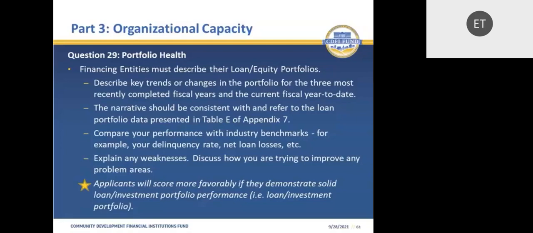Compare your performance with industry benchmarks, for example, your delinquency rate, net loan losses, and the like. Tell us about any weaknesses. Discuss how you are trying to improve those problem areas. Applicants will score more favorably if they demonstrate solid loan or investment portfolio performance. Next slide.